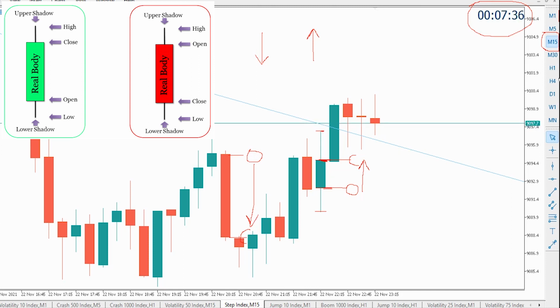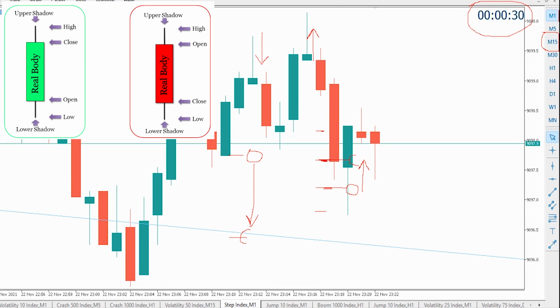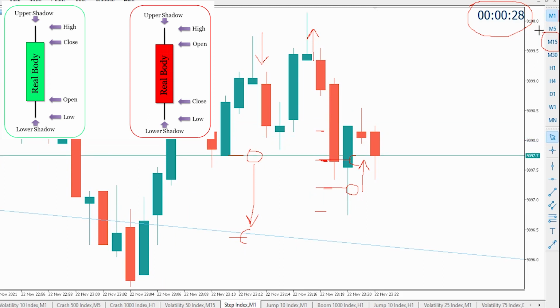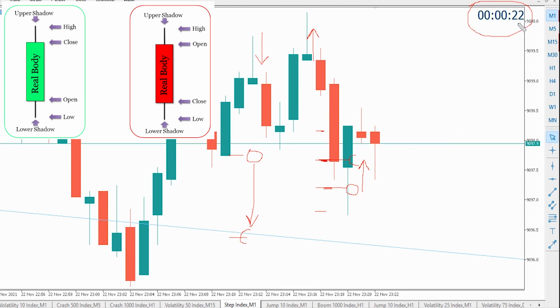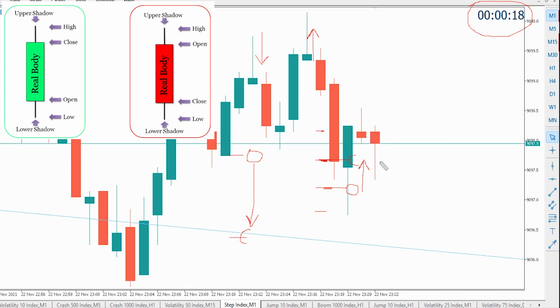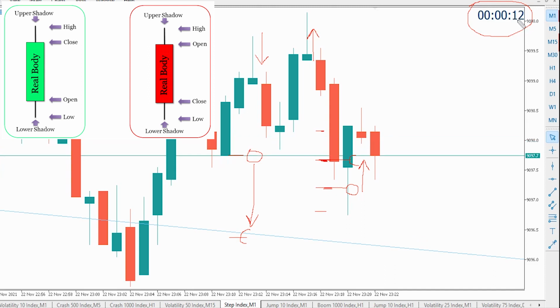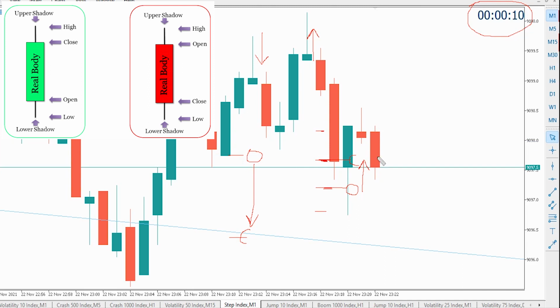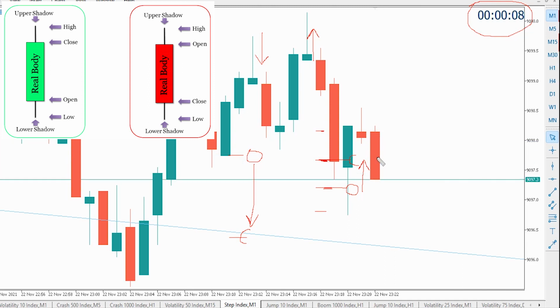So let's go to 1 minute and follow this open and close in real life so that we understand what we are talking about. So we are now on 1 minute. You can see we have 21 seconds for this candlestick to form. When this time finishes, this candlestick will stop forming.